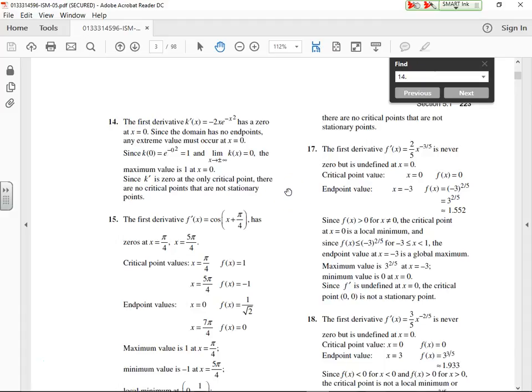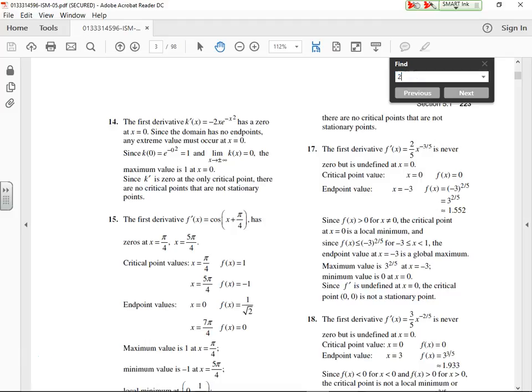The first derivative has a 0 at 0, so that would be the critical point. The domain has no endpoints. Testing at 0, we end up with a max. Since k prime is 0 at the only critical point, there are no critical points that are not stationary points. They're saying the only one was 0, so therefore it is a stationary point, there are none that are not. That's kind of silly. But at 0 you have a max, long story short. Is that good? Okay, next one.